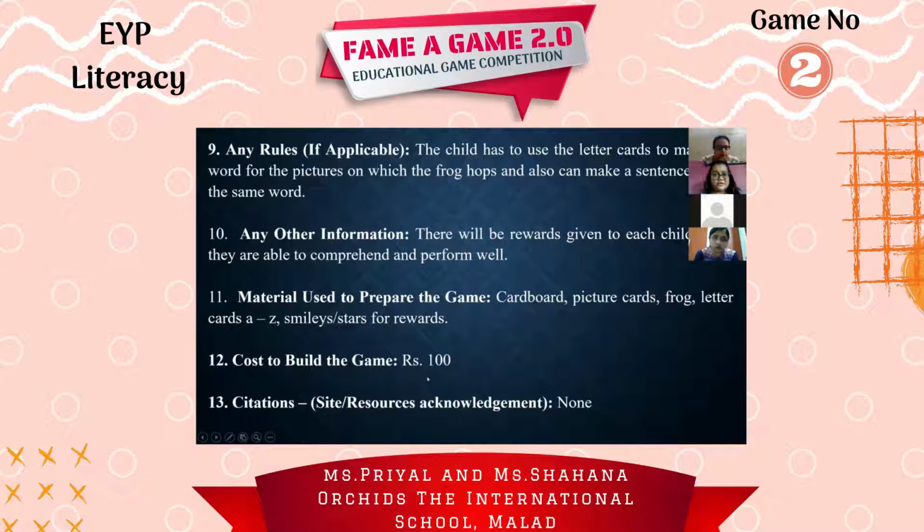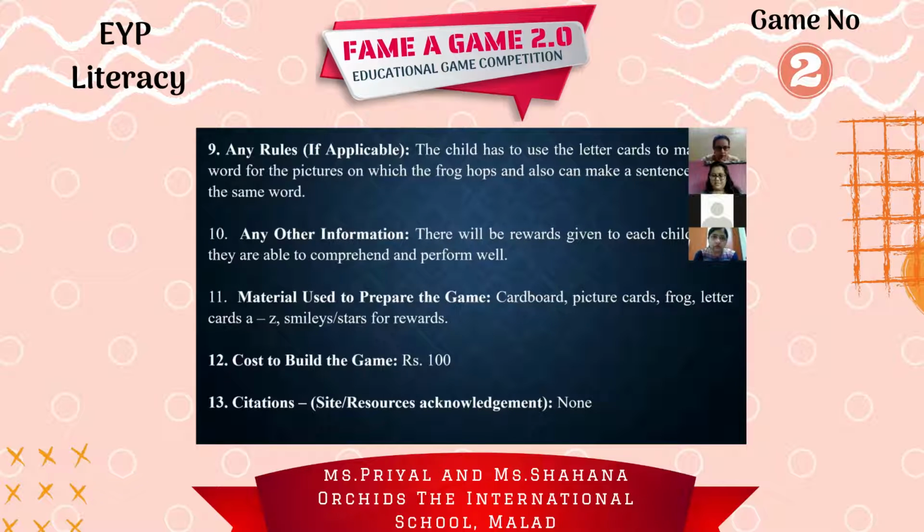Any rules over here? The child has to use the letter cards to make the words for the picture. He has to use the frog, which will hop, and also make a sentence out of it. When the child is successfully able to do everything, there are rewards kept by the teacher, which will be given to the child. The material that we are using is cardboard for the board game, picture cards, a frog, letter cards A to Z, and rewards, smileys and stars. The cost to build the game is around 100 rupees.